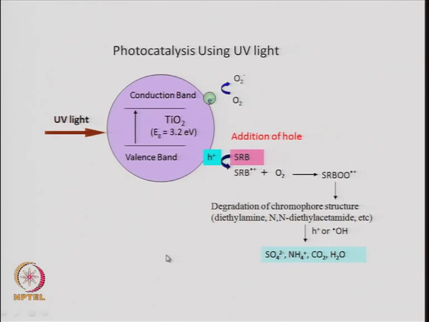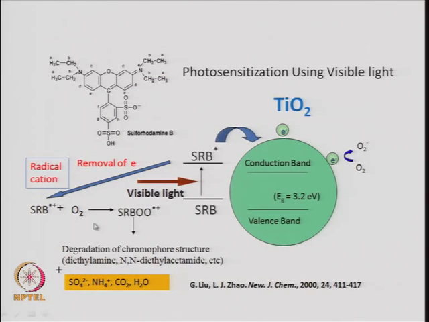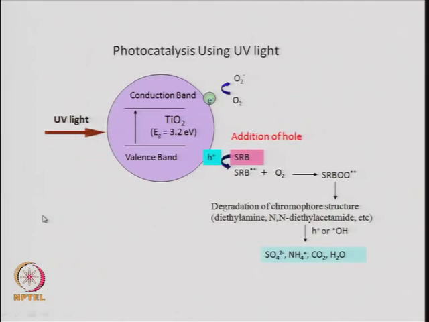So, in the previous case, the radical cation of sulforhodamine B is formed by the removal of electrons from the excited state of sulforhodamine B, and you get the radical cation. The same radical cation in this case you obtain not by removal of electrons, but by addition of a hole. And so, two different processes, one acting in the presence of visible light and one acting in the presence of ultraviolet light.